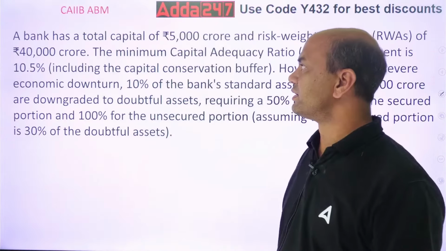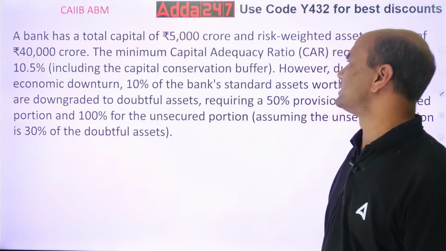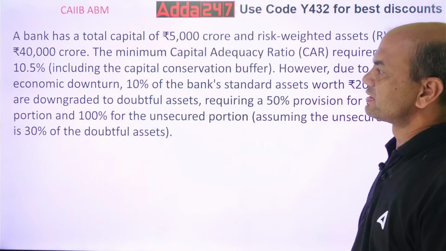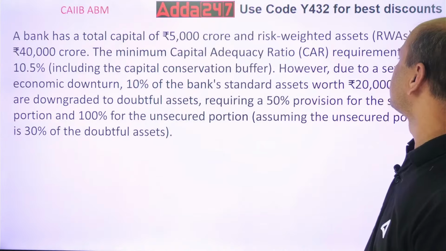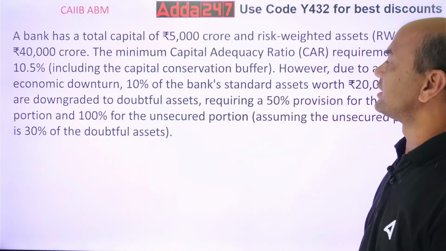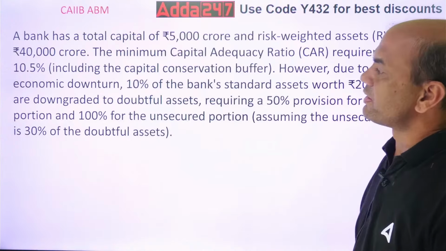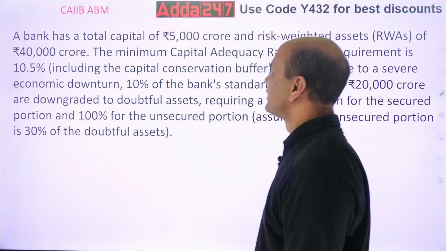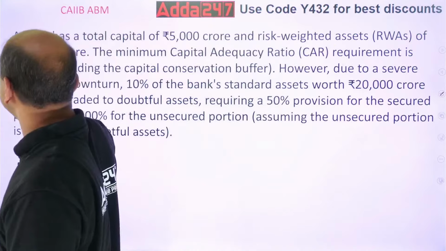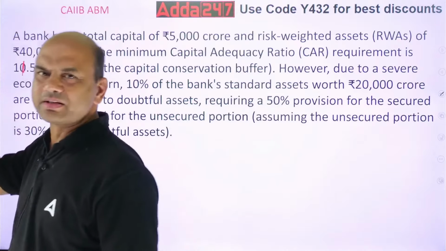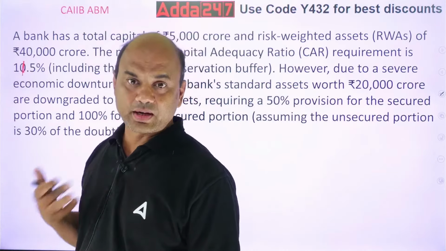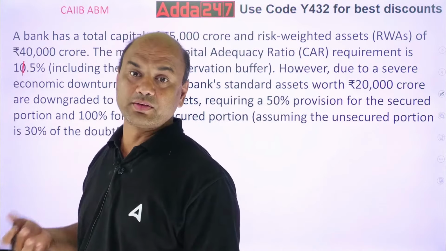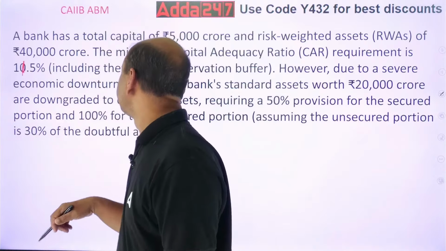Big case study. A bank has a total capital of 5,000 CR and risk-weighted assets of 40,000 CR. The minimum capital adequacy ratio requirement is 10.5%, including CCB. 9 plus 2.5, it should be 11.5. Let's make this 11.5, because as per Basel it is 10.5, but we at RBI require 11.5. The world is following 10.5, we are following 11.5.